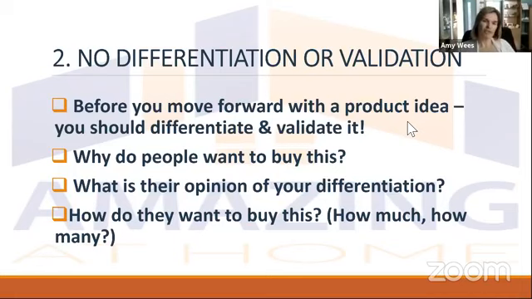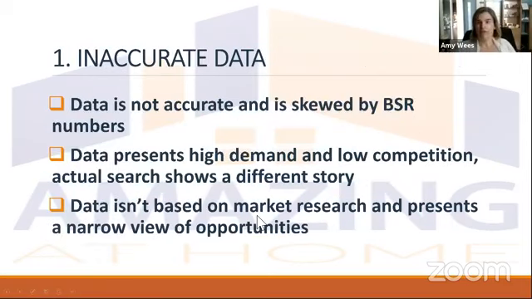If you're not differentiating and you're not making sure that you have an agreement locked down with your supplier that they're not going to sell to anybody else, you're just asking for hijackers and everything else. So, why even do that? Just make sure that your differentiation matters and that you're going to make sales from the very beginning. The third thing is inaccurate data.